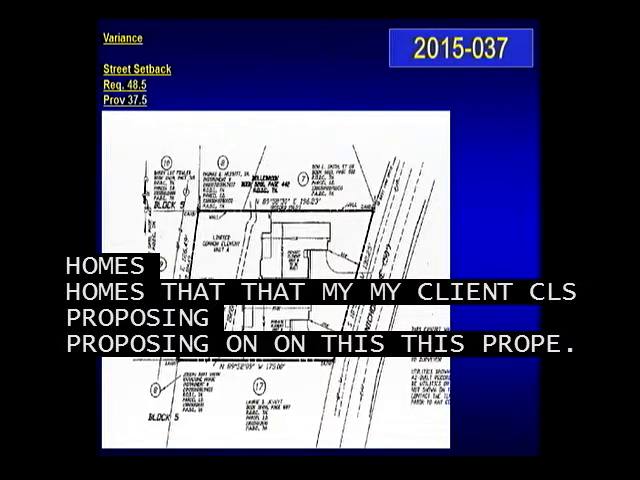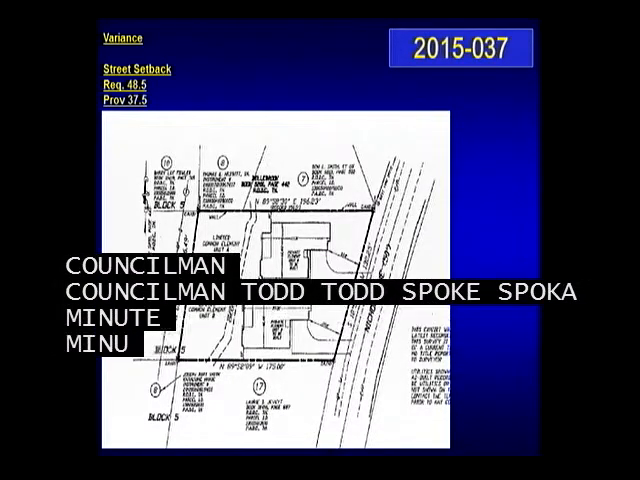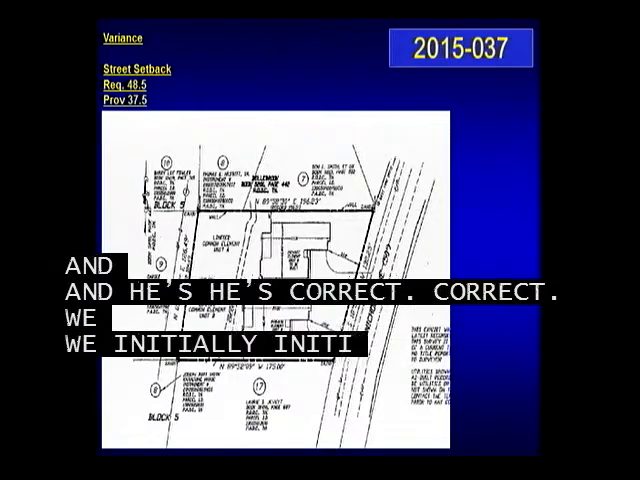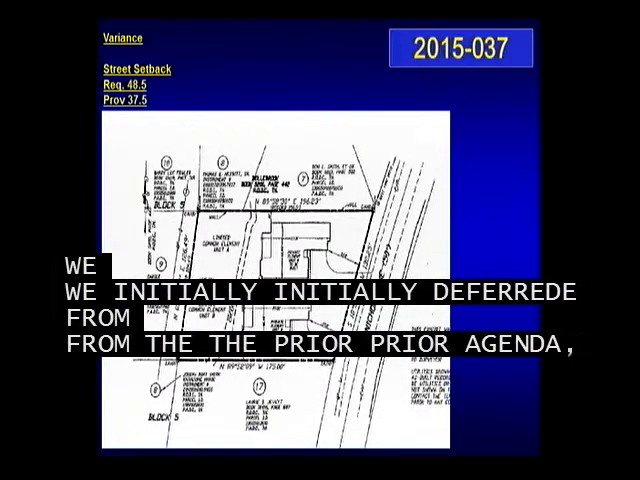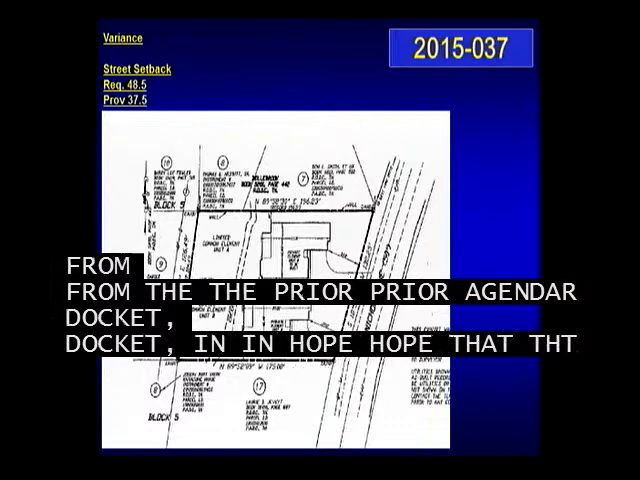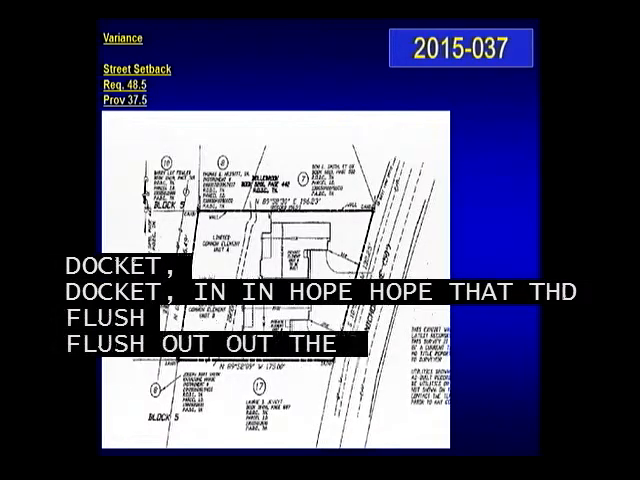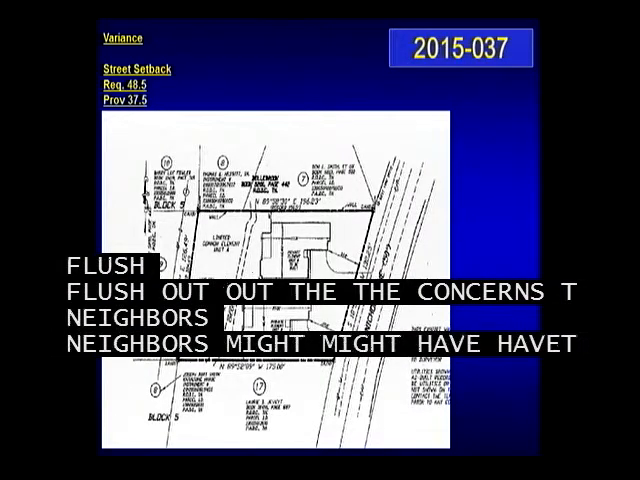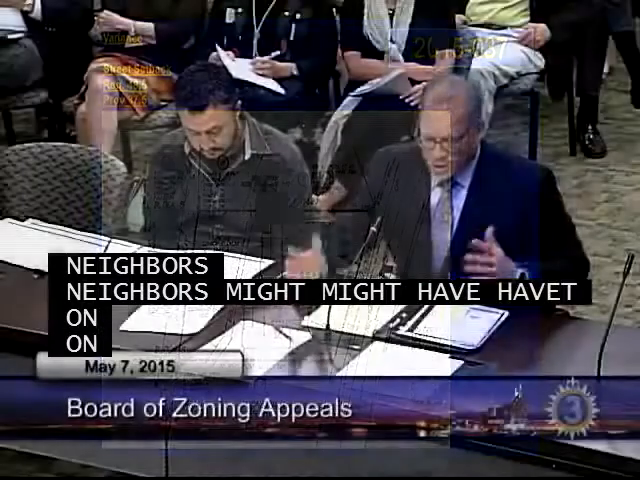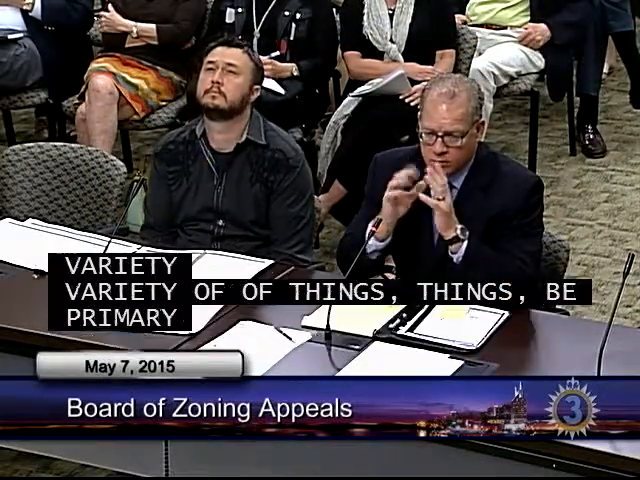Councilman Carter Todd spoke to you a minute ago, and he's correct. We initially deferred this case from the prior agenda, prior docket, in hope that we could flesh out the concerns that neighbors might have. We met on site, and we were talking about a variety of things, but the primary thing we heard, and perhaps you'll hear today, is they really just wanted one home on the property. But Councilman Todd talked about transition and step down.